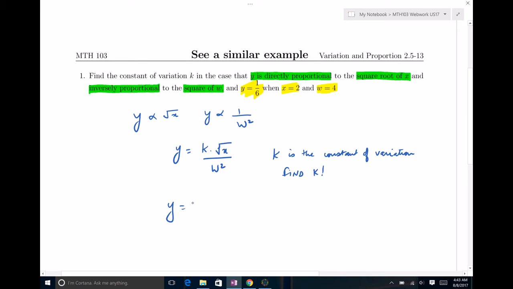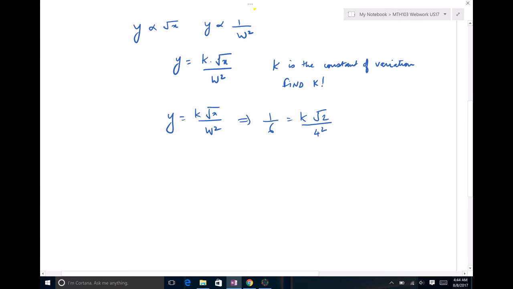So y equals k times square root of x over w squared. That means, well, when y is 1 over 6, that equals k times the square root of x, which is the square root of 2, over w squared, that is 4 squared. That means 1 over 6 equals k times the square root of 2 over 16.